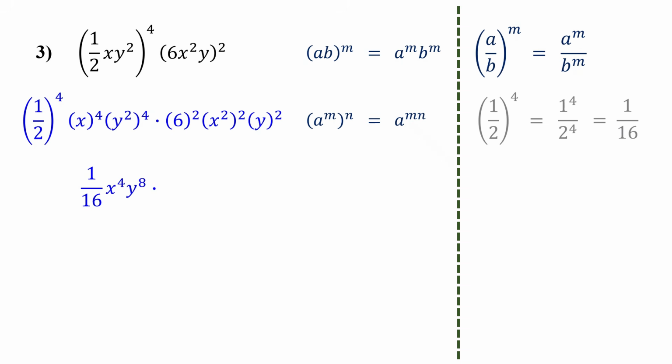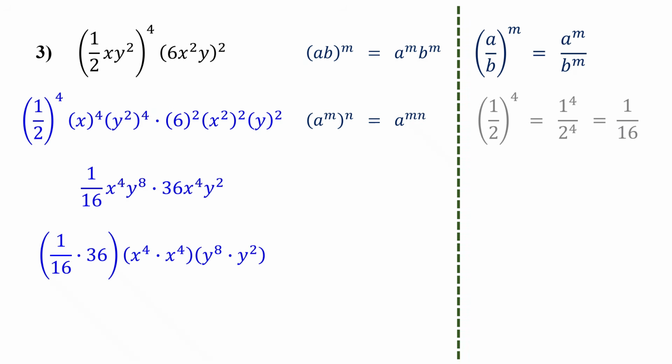Now for the second expression, 6 squared is 36. For x, we keep x and multiply the exponents. 2 times 2 equals 4, so we get x to the 4th. Then we have y squared. Now multiply the two simplified expressions. Group the coefficients together and the like base variables together.